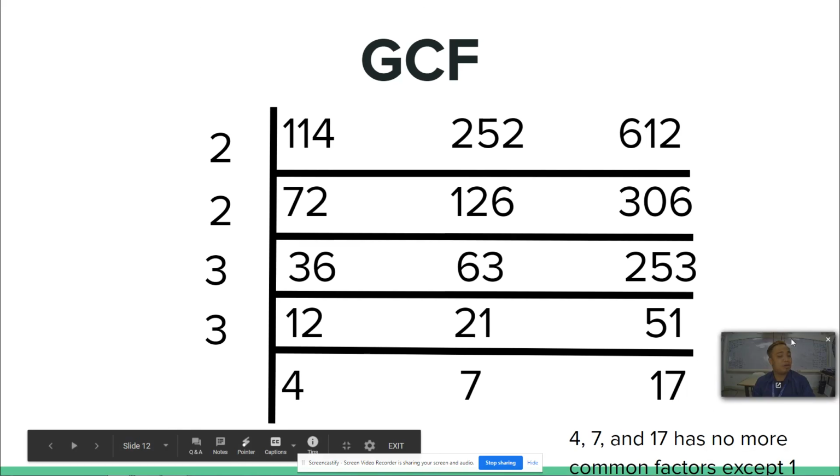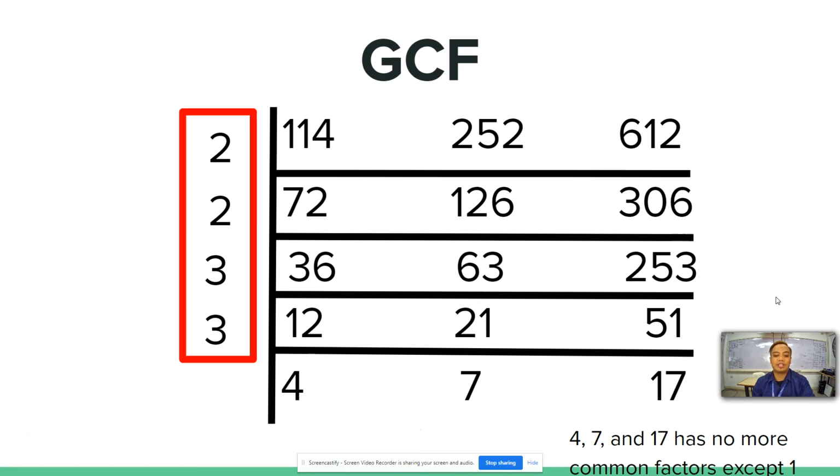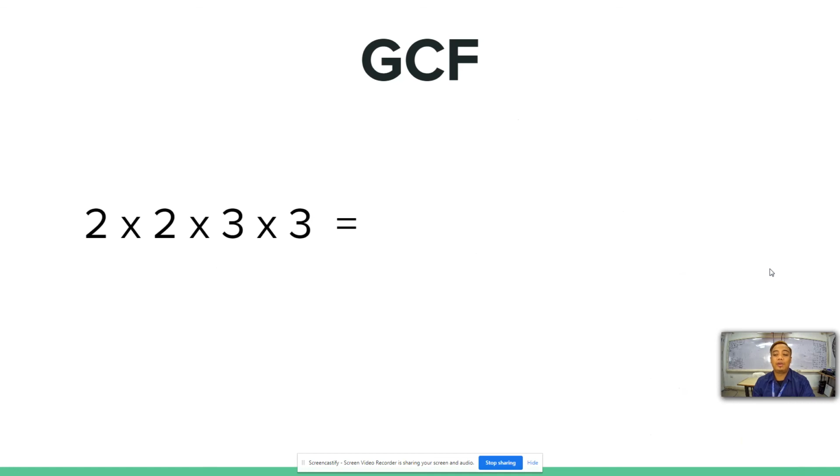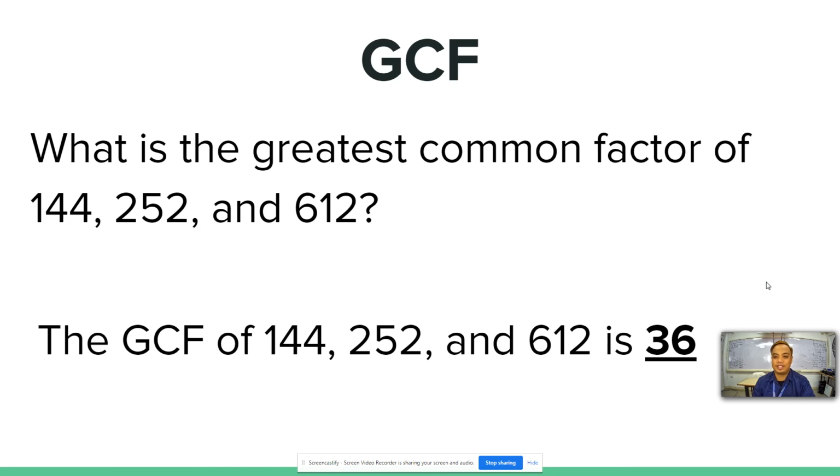Now, these three numbers have no more common factors. Hindi na natin sila pwedeng i-divide sa 2, sa 7, sa 3, or any more numbers except 1. So we already have these factors: 2, 2, 3, and 3. We will multiply them again, and we will have number 36. Therefore, the greatest common factor of 144, 252, and 612 is 36.